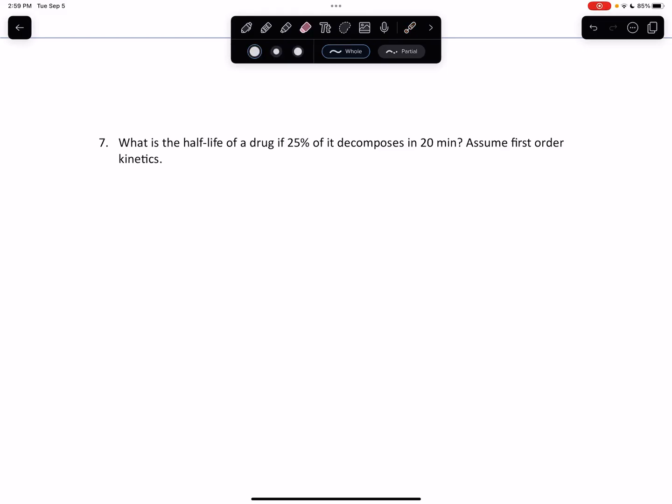In this problem, we're going to take a look at how to determine the half-life of a drug if a certain amount of it, 25% in this case, decomposes in 20 minutes. And the question says to assume first-order kinetics.